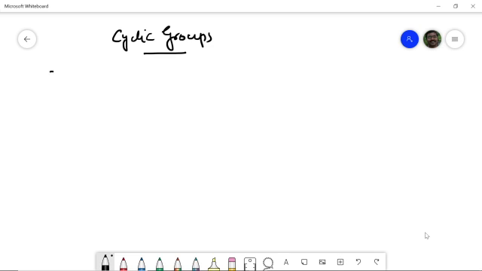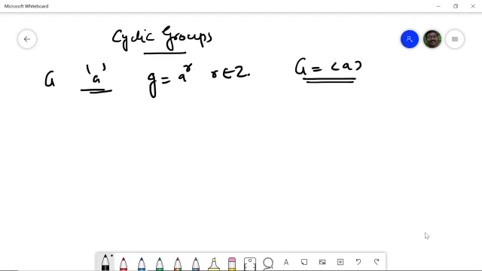A group G is said to be cyclic if there exists an element a with the property that every element of G can be written as a power of a, where r is an element of Z. So we denote G as a group being generated by a. This is the symbol. The symbol means this entire group is being generated by a.